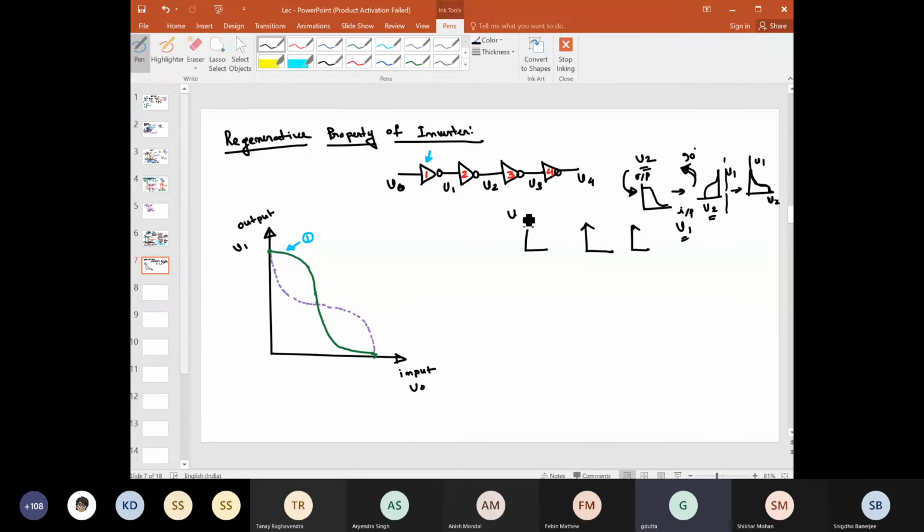Right. Okay. Let me do that. So it is V1, V0. So it is like this. Here it is V2, V1. So here it will be like this. Here it is V3, V2, like this.